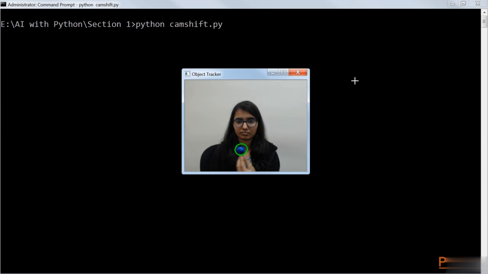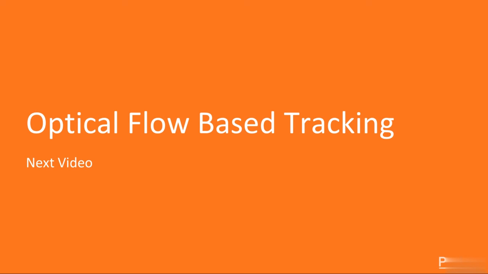Let's move the object around to see if it's still being tracked. Looks like it's working well. You can move the object around to see how it's getting tracked in real time. Great! We performed object tracking successfully. In the next video, we will understand optical flow-based tracking.